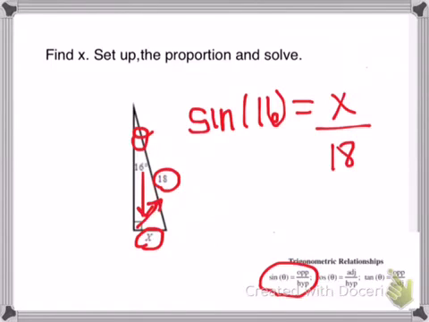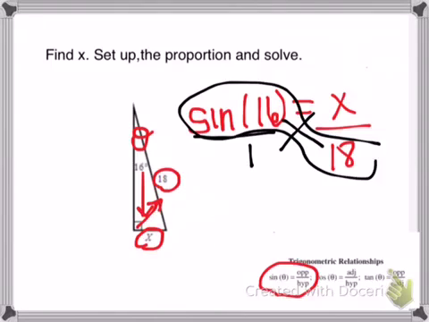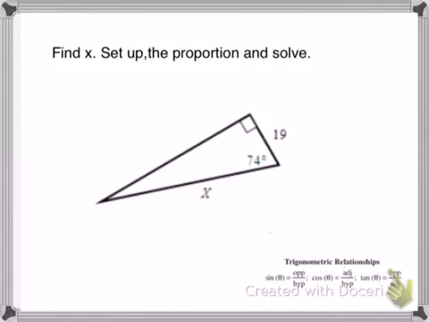To solve that, you want to make a proportion, so put that over 1. When we cross multiply, this tells me we need to multiply sine 16 times 18. So you're going to put it in your calculator. Sine 16 degrees times 18 is going to equal 4.96. So x equals 4.96.